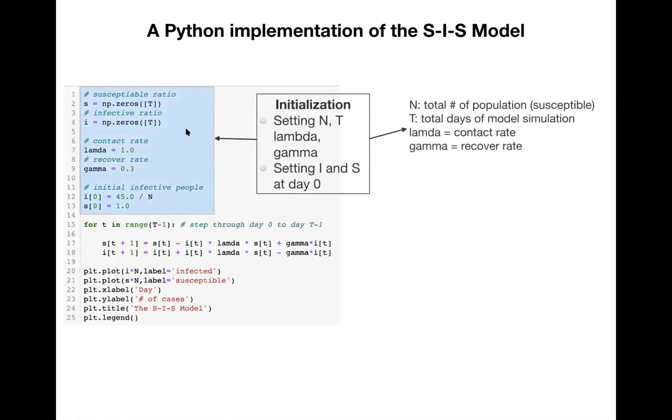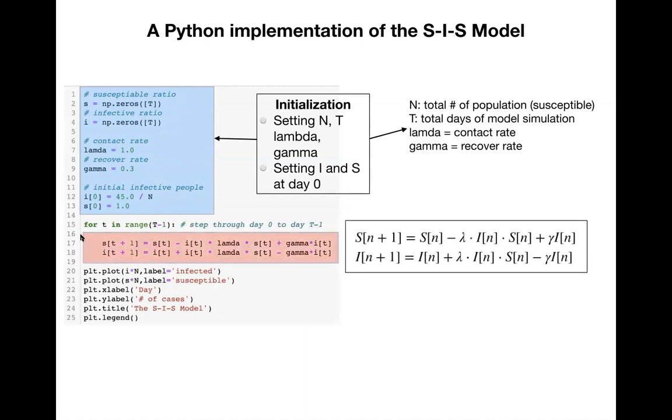It's the same thing: you get initialization, you get S and I, and lambda is the contact rate, let's say 1.0, and gamma is 0.3, which means that every day, 30% of the patients are cured. So you can see that, let's say, initially we've got 45 infected cases, and susceptible is 100%, everyone's susceptible.